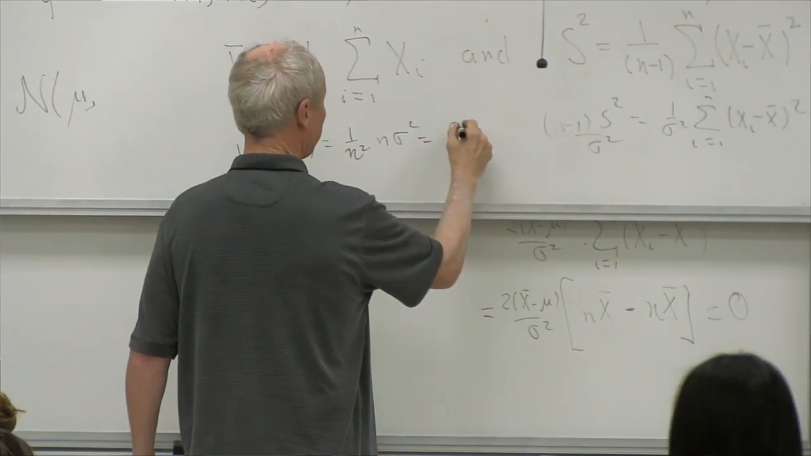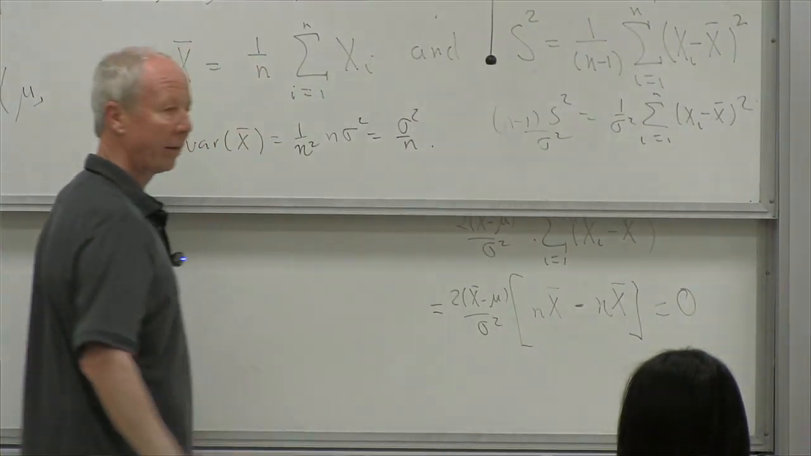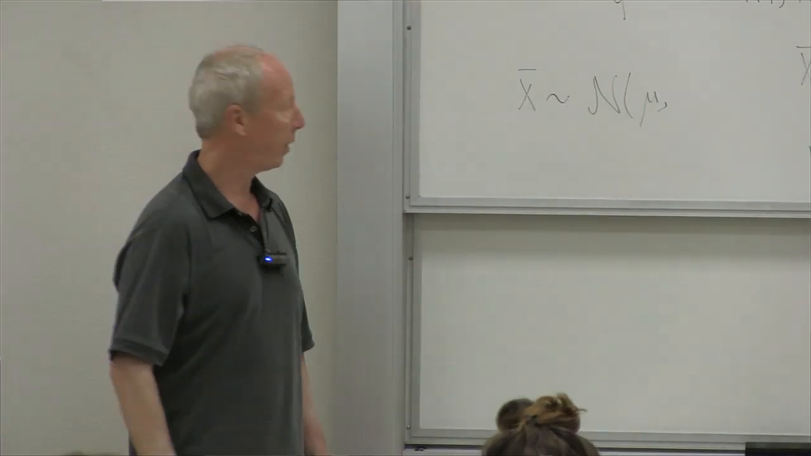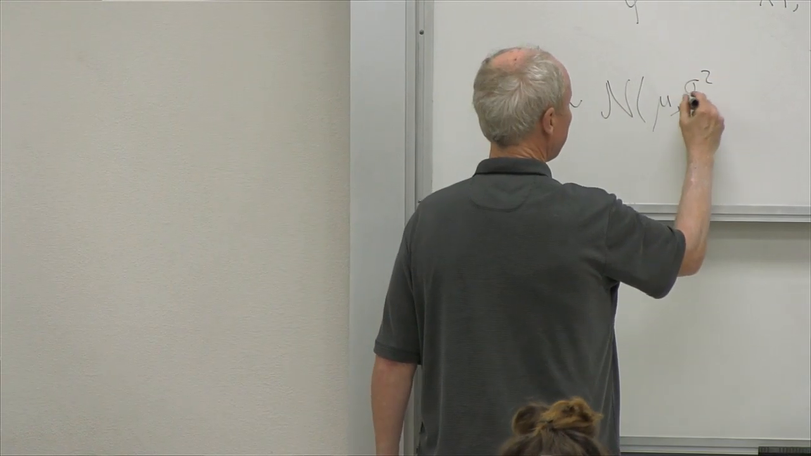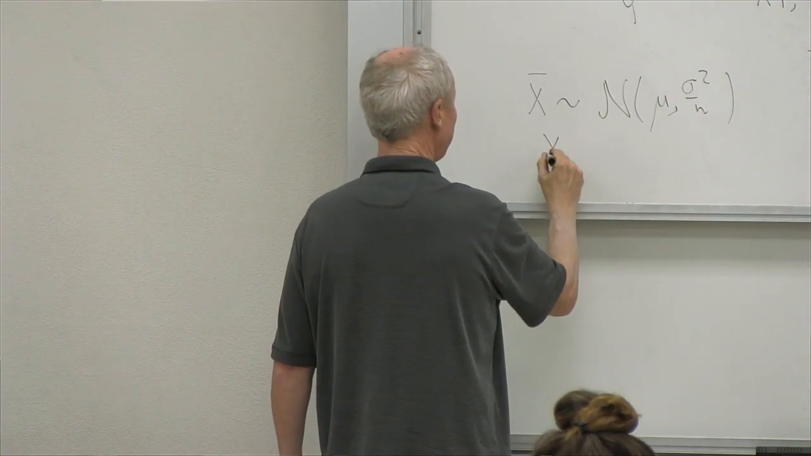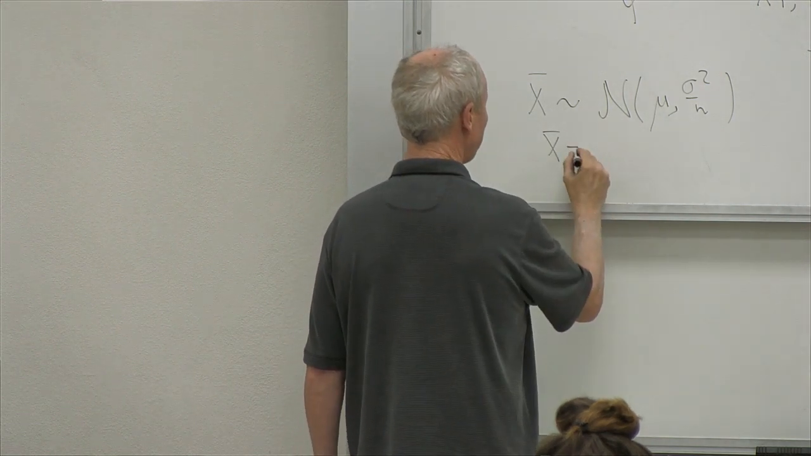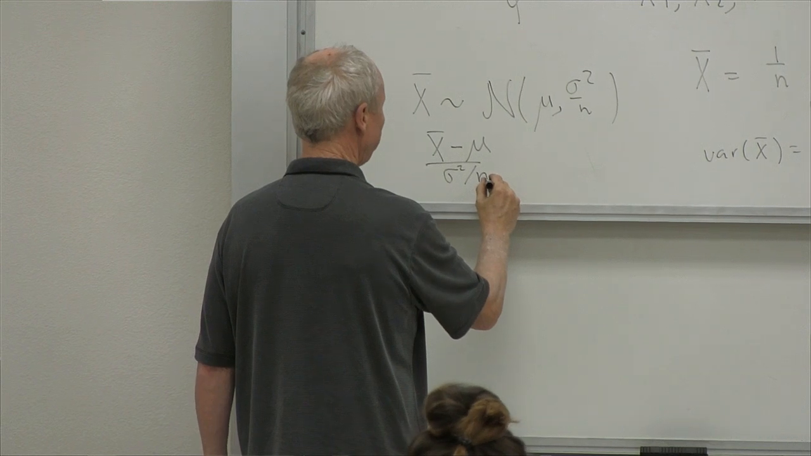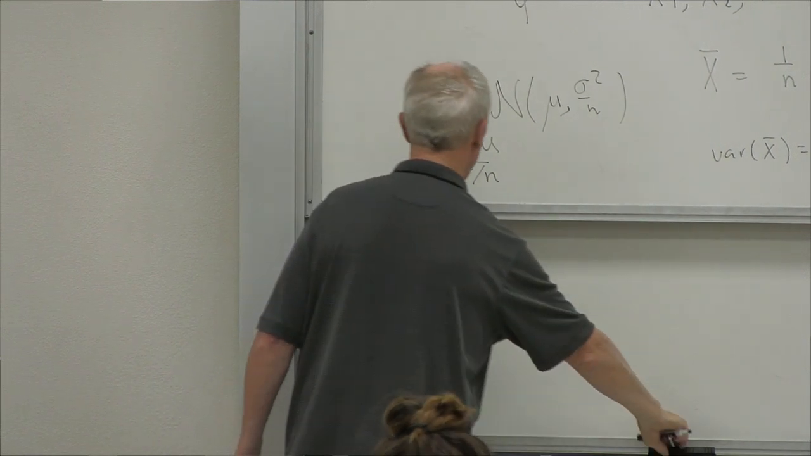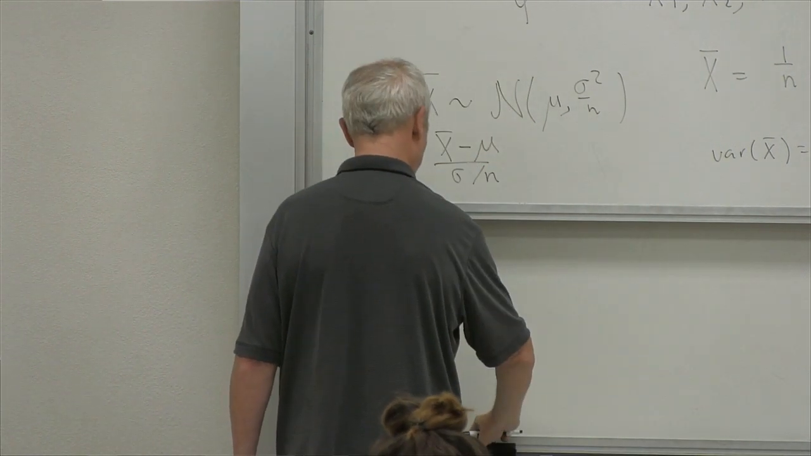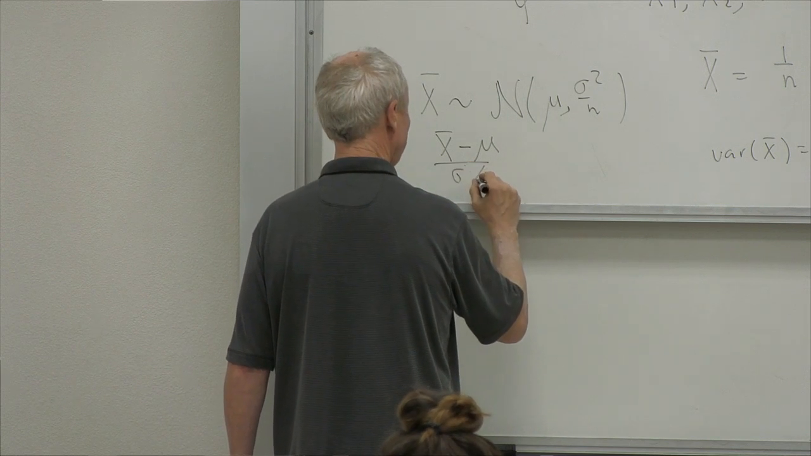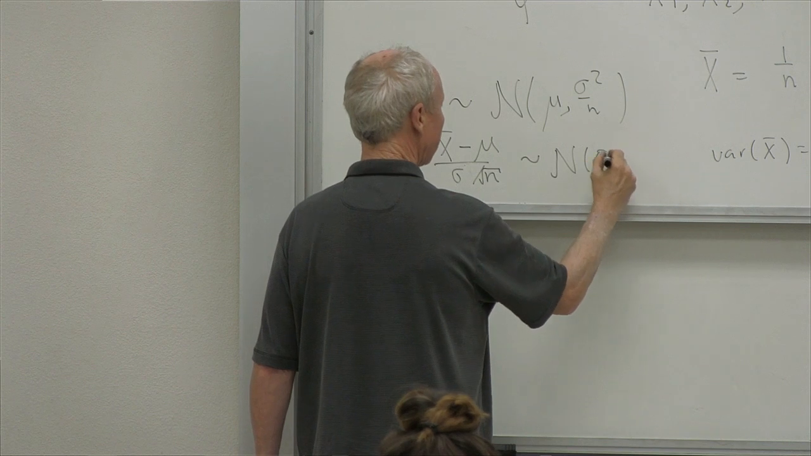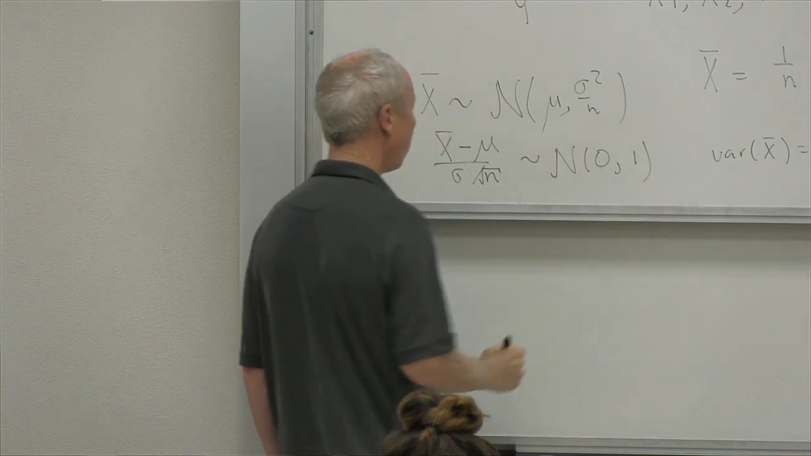So this would be sigma squared over n. So x bar is normal with mean mu and variance sigma squared over n. So if we have a normal random variable, we subtract its mean and we divide by the square root of its variance, that becomes normal with what? Mean 0 and variance 1.